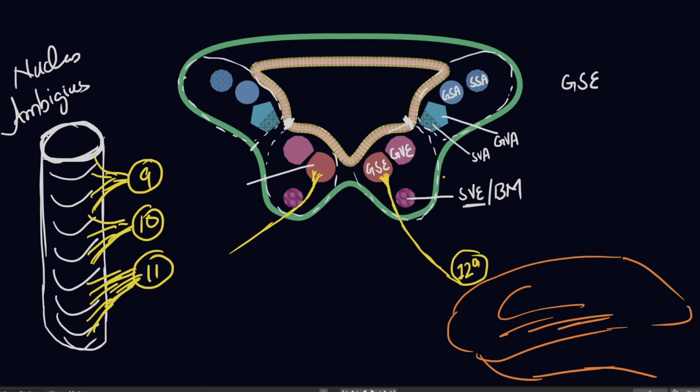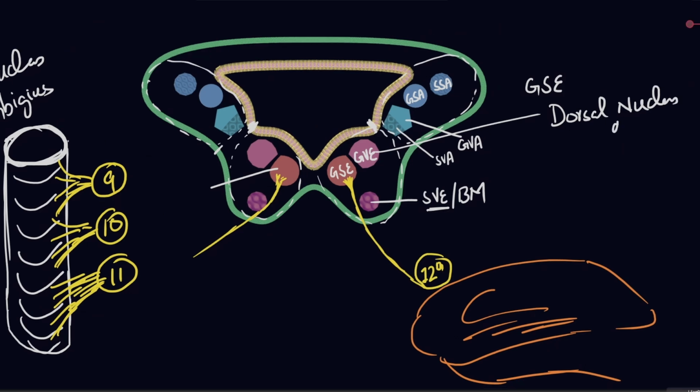With that reference, it is called the dorsal nucleus of vagus. Again, it is mainly supplying the 10th cranial nerve, and along with that some fibers will also go to the 9th cranial nerve and to the 11th cranial nerve as well. Please remember that.